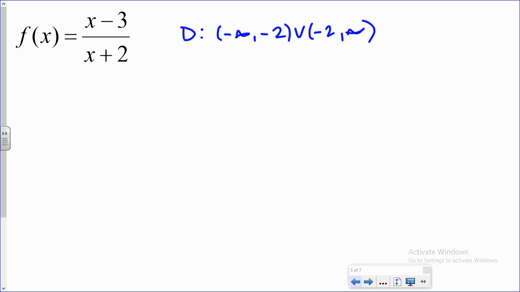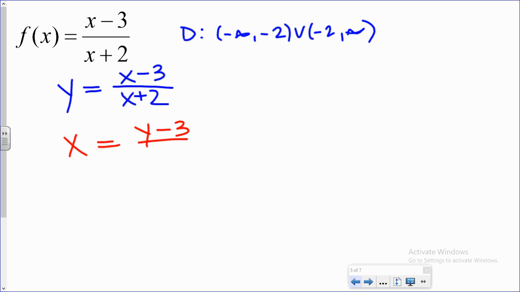Okay, so first step, go ahead and write f of x as a y. And then the inverse, we are going to switch x and y.